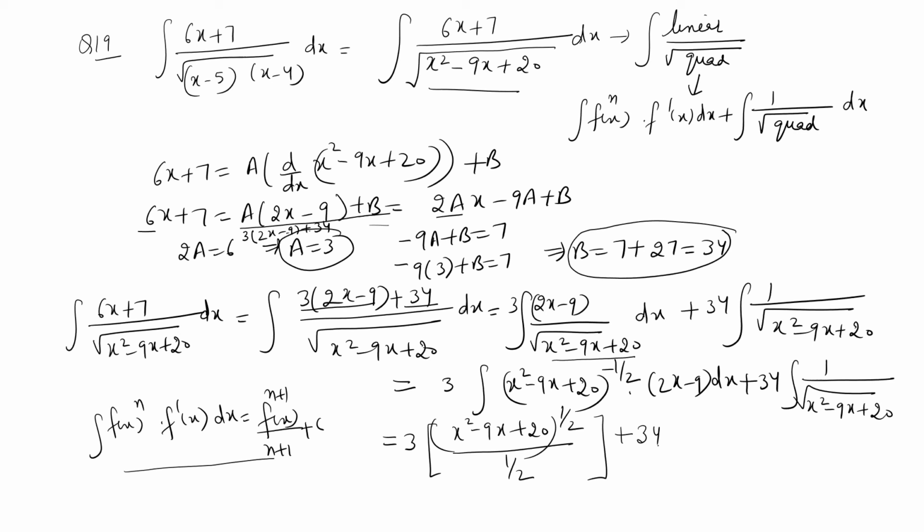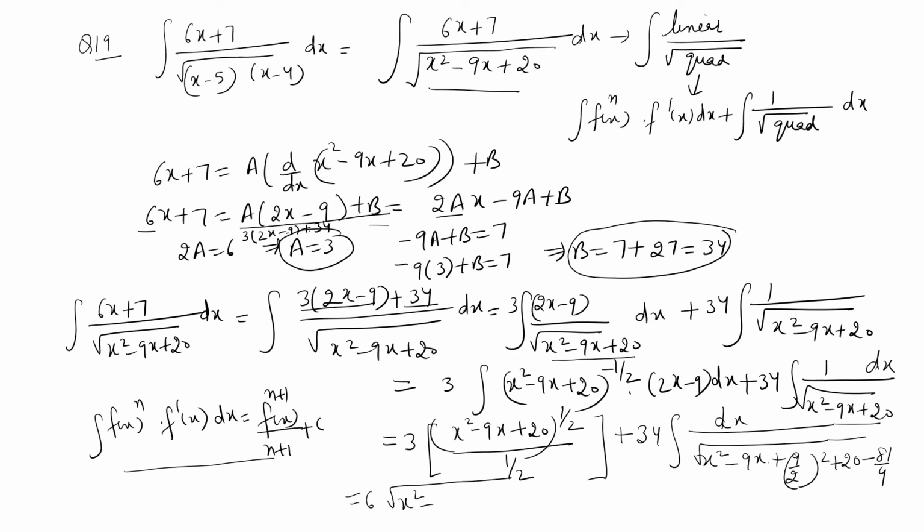Okay, so for the second part, I need to make it a perfect square. So half of 9 is 9 by 2. So you need to add 9 by 2 whole square and also subtract 9 by 2 whole square, which is 81 by 4, times dx, right? So what is going to happen is that this 2 will go up and it will make 6 times root of x square minus 9x plus 20.